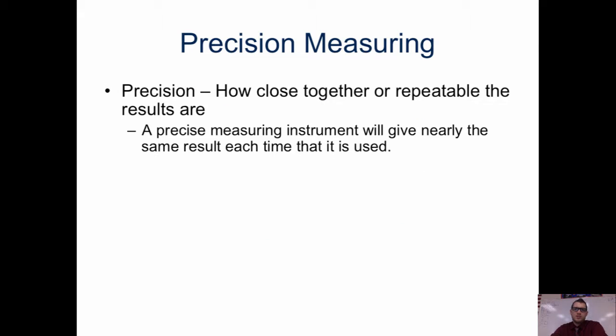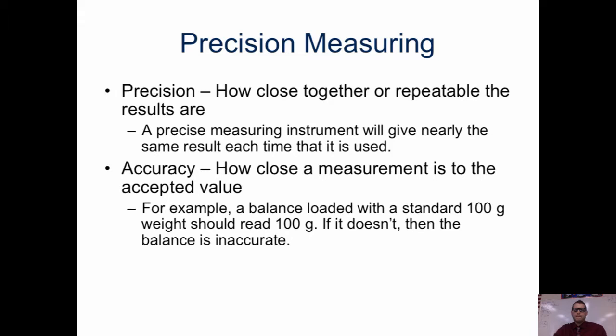So, precision. Here's a definition of precision: how close together or repeatable the results are. A precision measurement instrument will give nearly the same result each time it's used. So, if you use the tool on one thing and use the tool again on the same thing to measure it, it should be very precise.